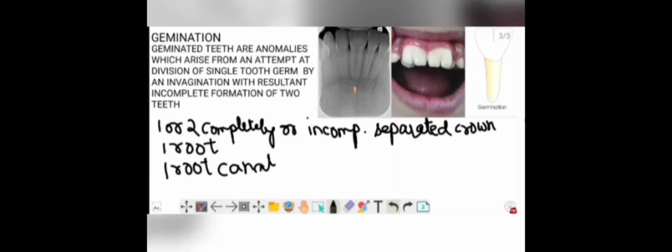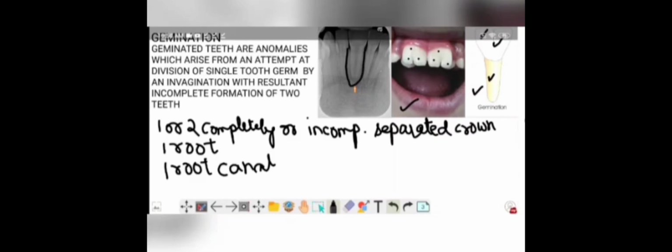So let's see the diagrams. First, let's look at this diagram. You can see that the crowns are not completely separated. They are incompletely separated in this structure. See, these are the two crowns. Then you can see only one root here. Now let's look at this picture. This is a case of bilateral gemination. These are the two central incisors which have been affected. You can see there are two incompletely separated crowns in each tooth. Then let's see this radiograph, what it is depicting. First, the two incompletely separated crowns, a single root, and see, there is only one root canal.